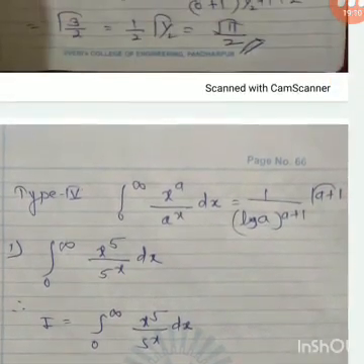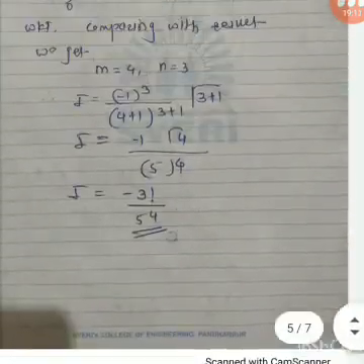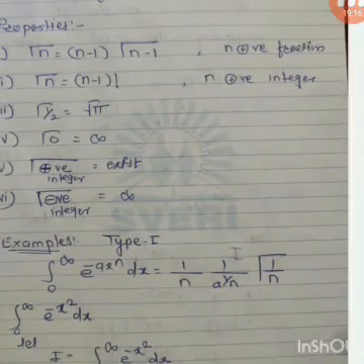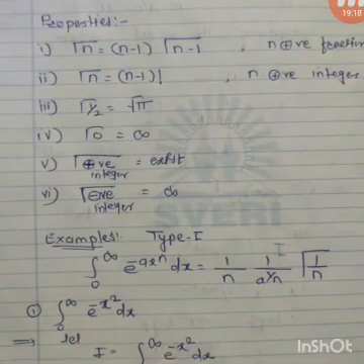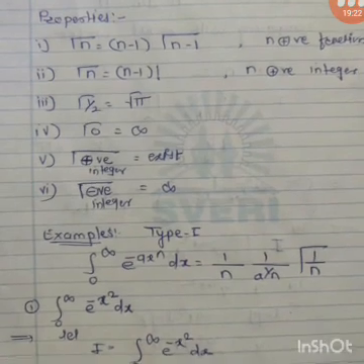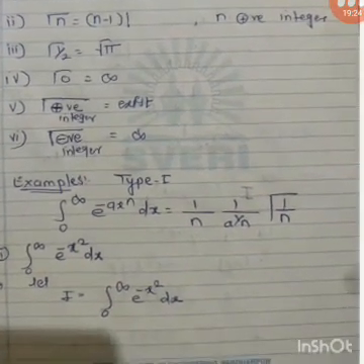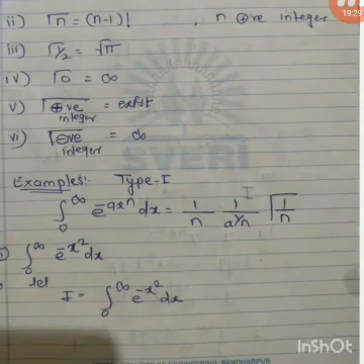Now let's revise within 5 minutes what we have seen in this video lecture. We have seen the definition, we have seen the gamma function and its examples. Gamma function definition: first we have seen gamma n is equal to the integral from 0 to infinity of e raised to minus x, x raised to n minus 1 dx, for n greater than 0.